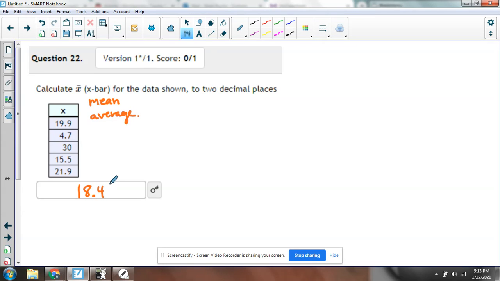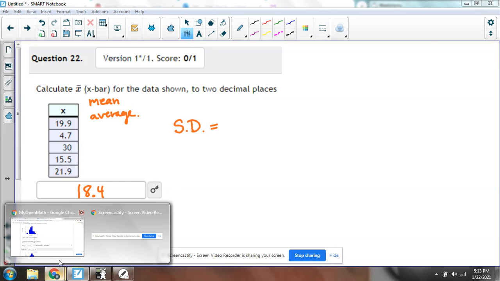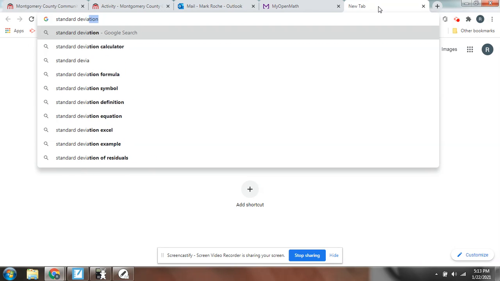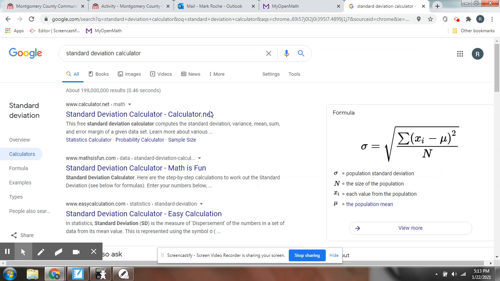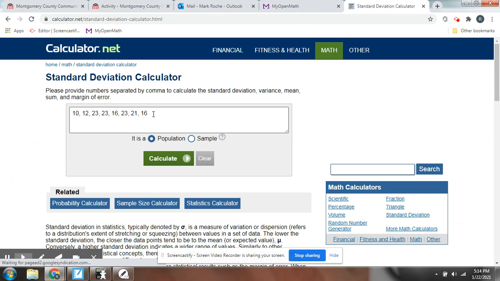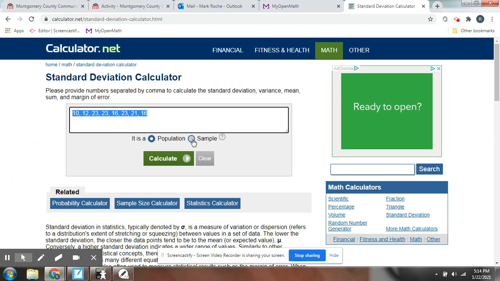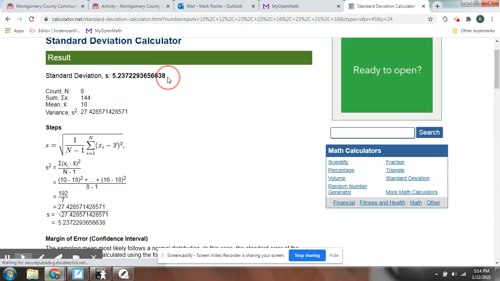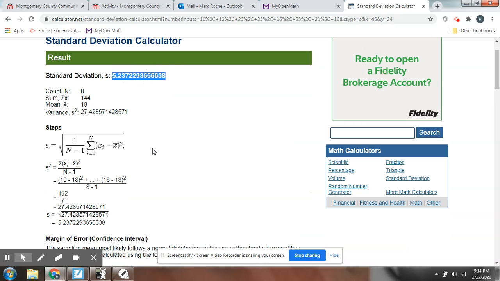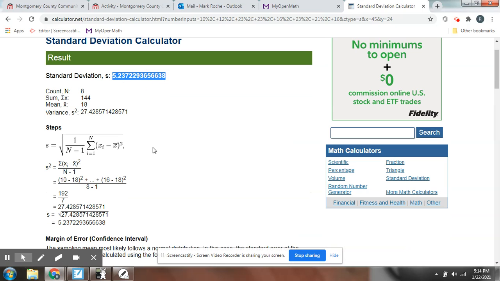If this said find the standard deviation, okay, don't use a formula. Let's just say I asked for standard deviation. You're going to go to the internet and Google standard deviation calculator. You can use the first one, plug in the values here. Just make sure you hit sample and hit calculate. And it'll do it all for you. It'll give you the standard deviation right at the top. Don't use the formula to find it by hand.